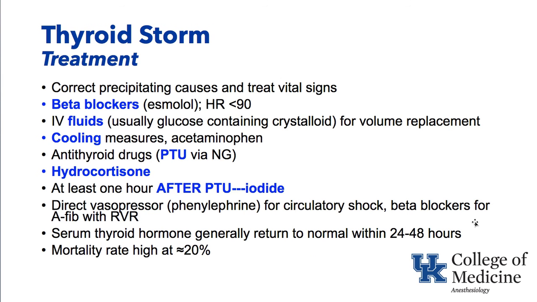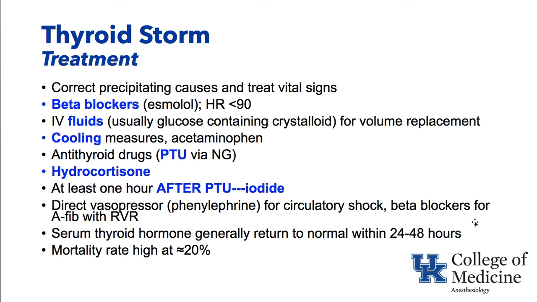The treatment for thyroid storm is correct whatever's precipitating it if possible. Beta blockers can block the adrenergic response, slowing the heart rate. IV esmolol is a good choice. Fluids, especially fluids containing glucose. Cooling measures such as Tylenol, and if the patient was, for example, in the operating room, packing him in ice potentially. Antithyroid drugs like propylthiouracil can be given via the nasogastric tube.